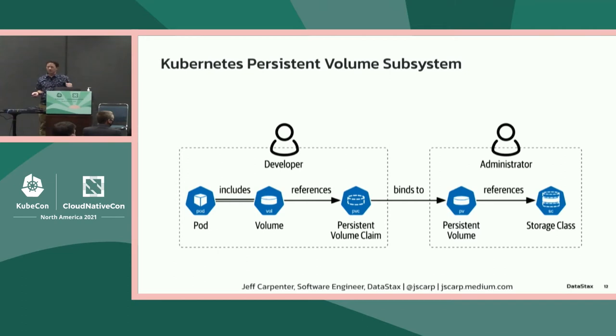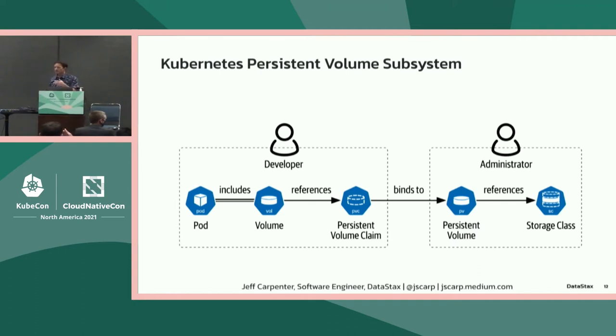Okay, so I want to talk about the persistent volume subsystem portion of Kubernetes. So our pods can mount volumes, and then the volumes can be of various types. Now, in production systems, what we see most commonly is the use of persistent volume claims. So that's a PVC mount, the most common type of volume that we see mounted for an application that's doing something stateful.